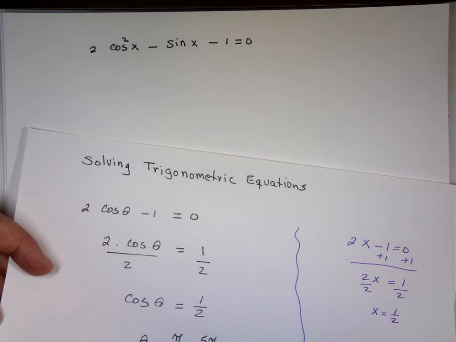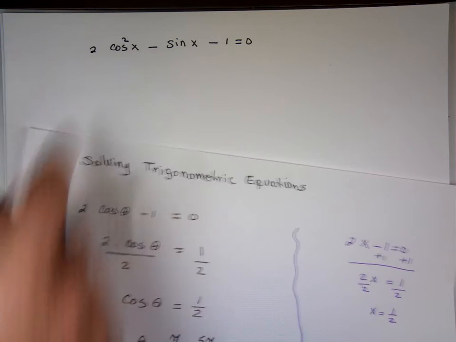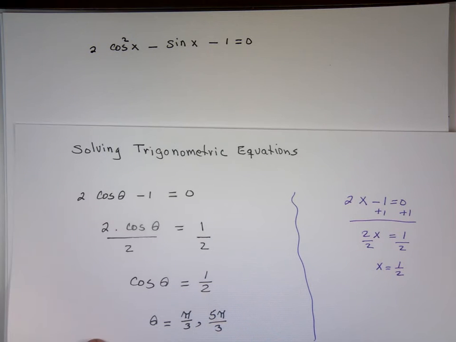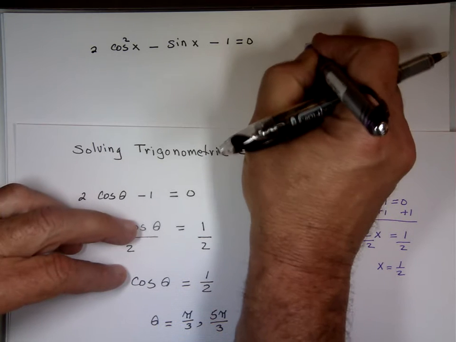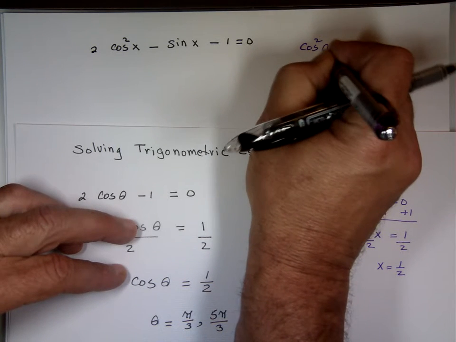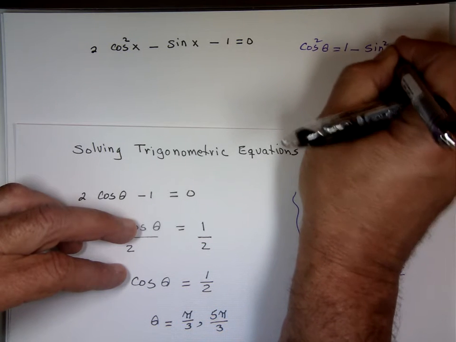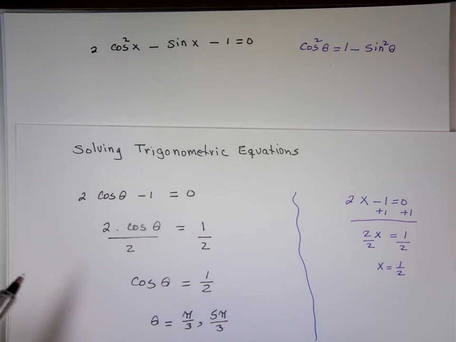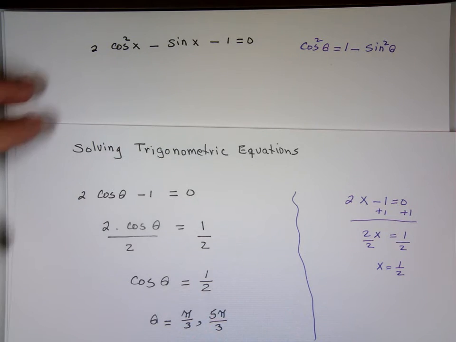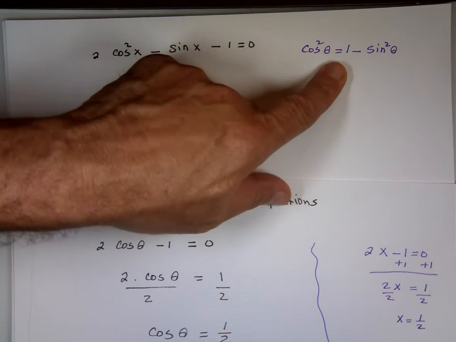So can I change that cosine to a sine? If you look on the board, we have a trig identity that says what? Cosine squared theta equals what? 1 minus, so there's a trig identity. Cosine squared theta equals 1 minus sine squared theta. So there's a 2 in the front. That's okay. That's the trig identity I'm using.